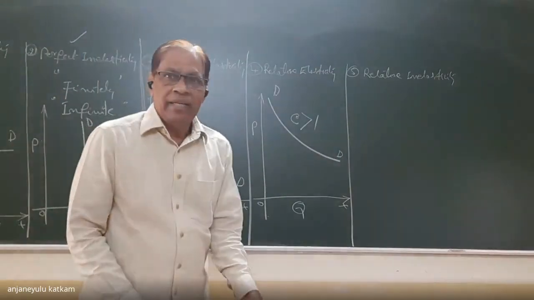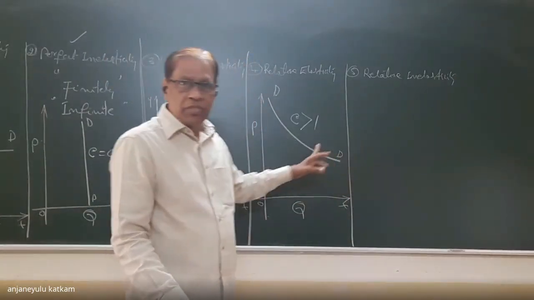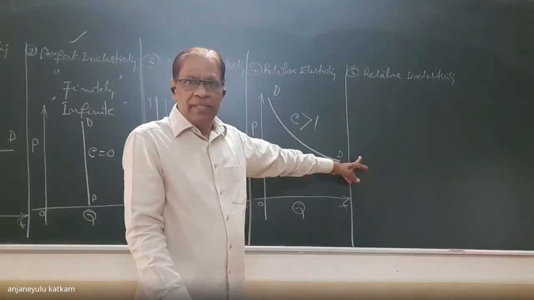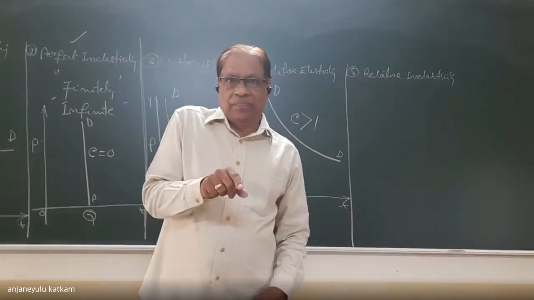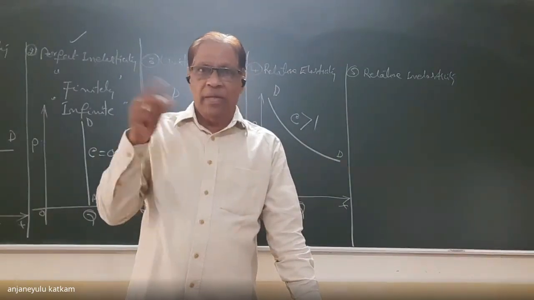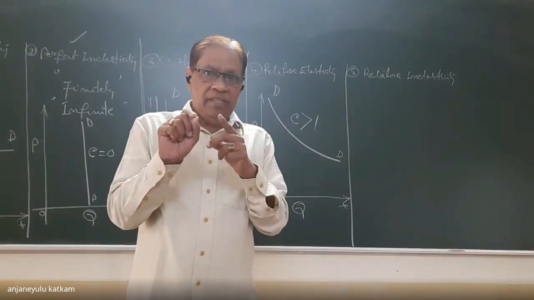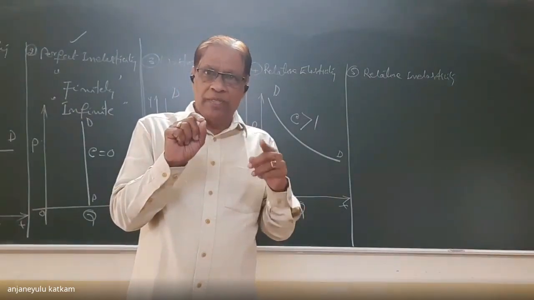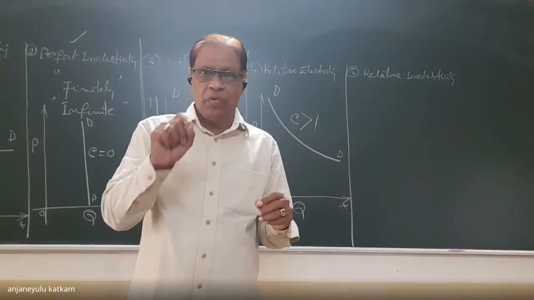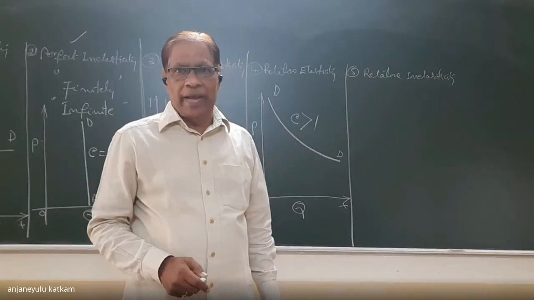And the last one is relative inelasticity of demand. Relative inelasticity is opposite to the fourth one, relative elasticity. In this case, the percentage change in the demand is less, or demand will change by a lesser amount than the change in the price. If the price changes by 10%, demand will change by less than this, 5% or 2% or 4%. If the proportionate change in the demand is less and the proportionate change in the price is more, then it will be called relative inelasticity of demand.